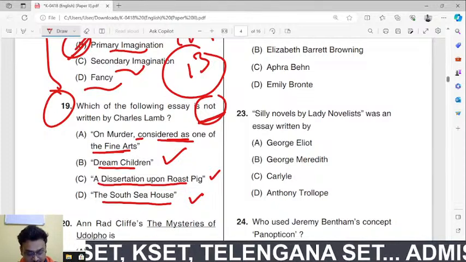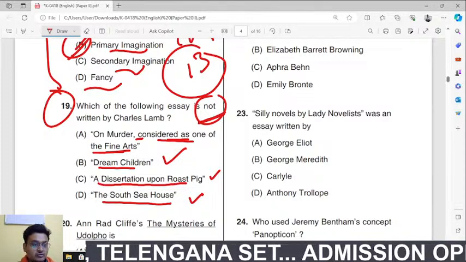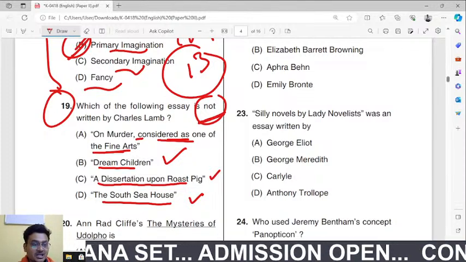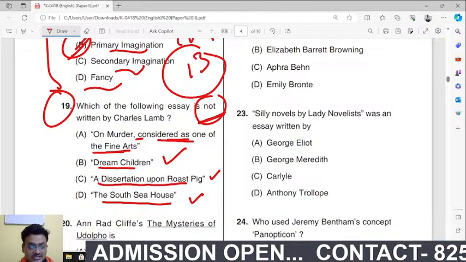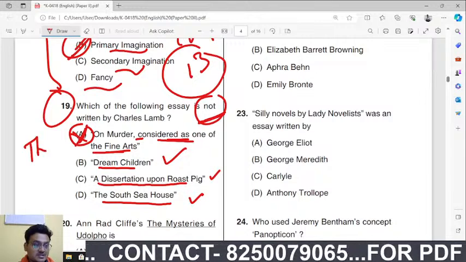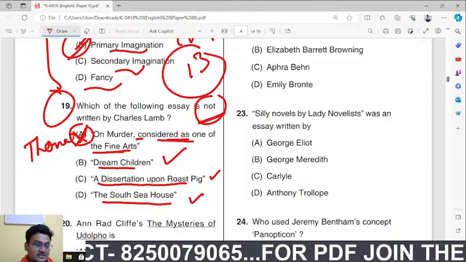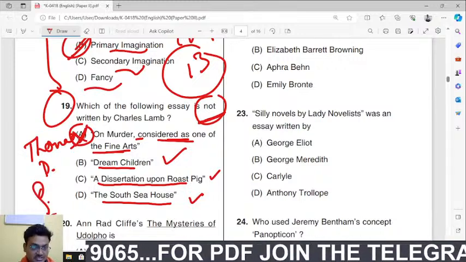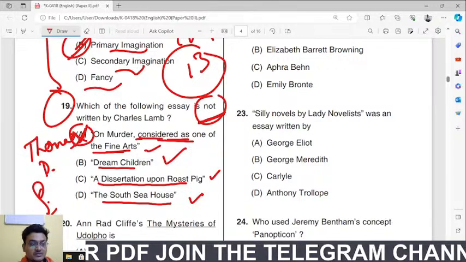Now tell me, who wrote this essay here, On Murder Considered as One of the Fine Arts? It is an essay by Thomas De Quincey. Thomas De Quincey has written this essay, On Murder Considered as One of the Fine Arts.